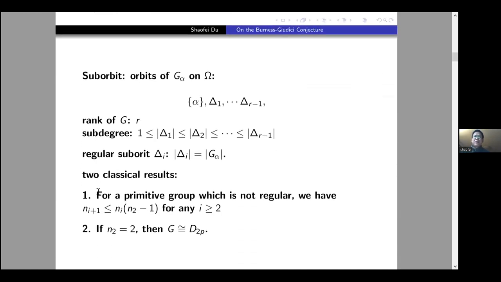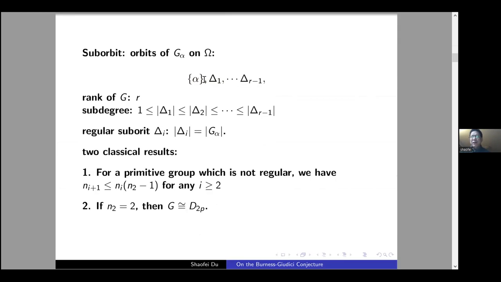Okay, what is a suborbit? It means an orbit of G_alpha. The first one is the trivial suborbit, the orbit of alpha, which is one point. For example, you have Delta_1 up to Delta_{r-1}. Altogether, you have r suborbits. This r is called the rank of the permutation group. These are the subdegrees.